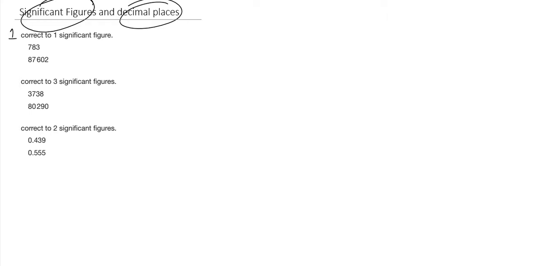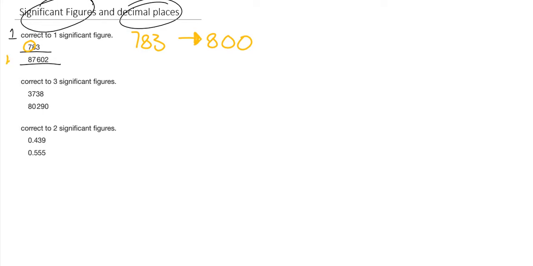Let's say correct to one significant figure. We have to correct it to one significant figure, and you know that the first significant figure is this, so we have to round it to that much. We have rounded 783 to this much, and you can say it's one significant figure.